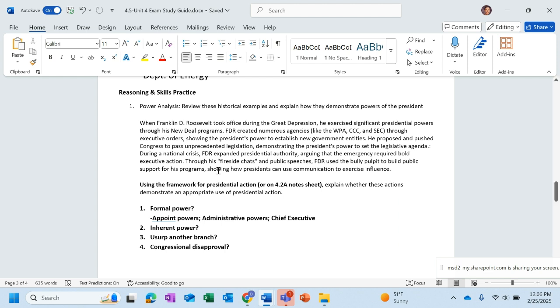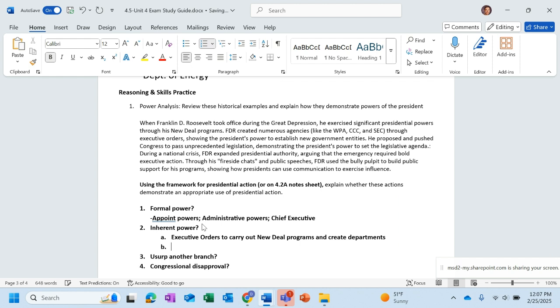Okay, so here they are. Obviously, there's the executive orders to carry out New Deal programs and create departments, like literally creating departments in the federal government. You've also got a lot of the chief of state influence, which is kind of an inherent power, and then you've got a lot of appointments. Well, appointments is an express power, but you've kind of got it going beyond. You got kind of emergency appointments, I guess.